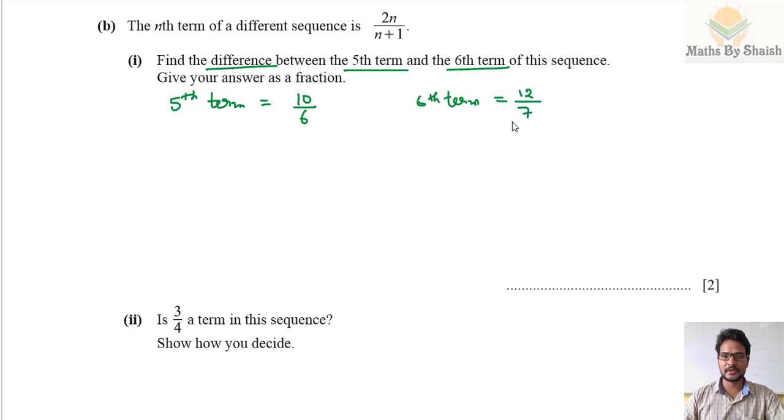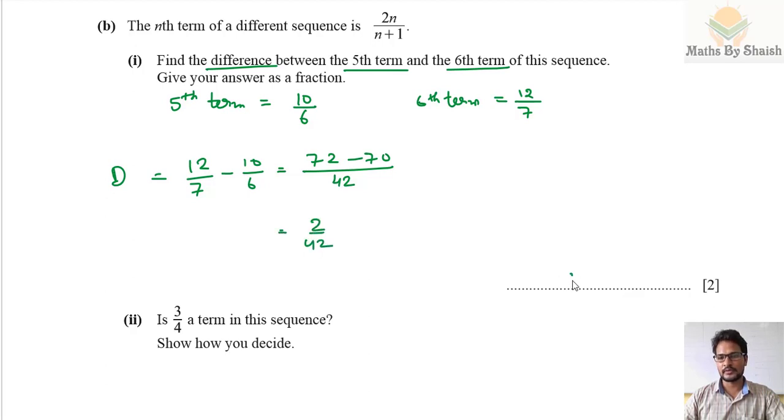This is the bigger number, this is the smaller number. So the difference would be 6th term minus 5th term. The difference I will write as d. d is 12 over 7 minus 10 over 6. That is going to be 6 7s are 42, then 12 6s are 72 minus 70, and that is going to be 2 over 42, that is 1 over 21. Since they have asked for our answer as a fraction, we will write 1 over 21.